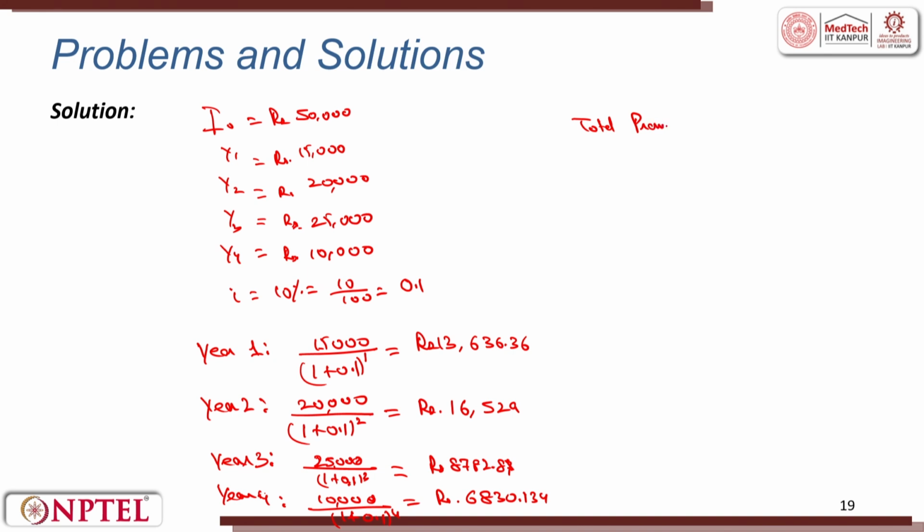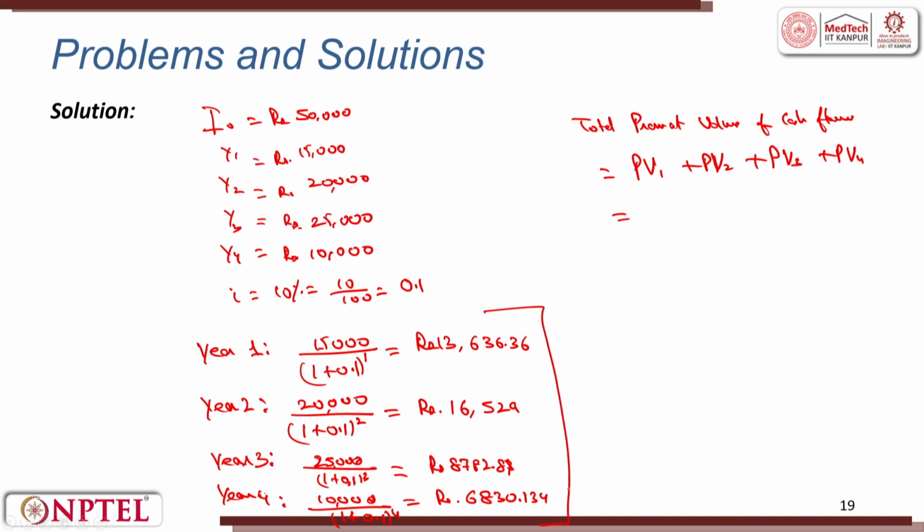Total present value of cash flow is present value for year 1 plus present value for year 2 plus present value of year 3 plus present value of year 4. If I add all of these, this turns out to be a total of rupees 55,778.36.